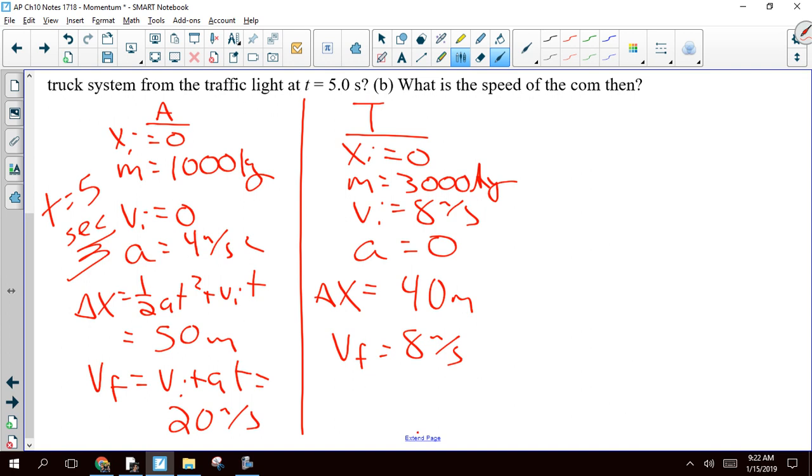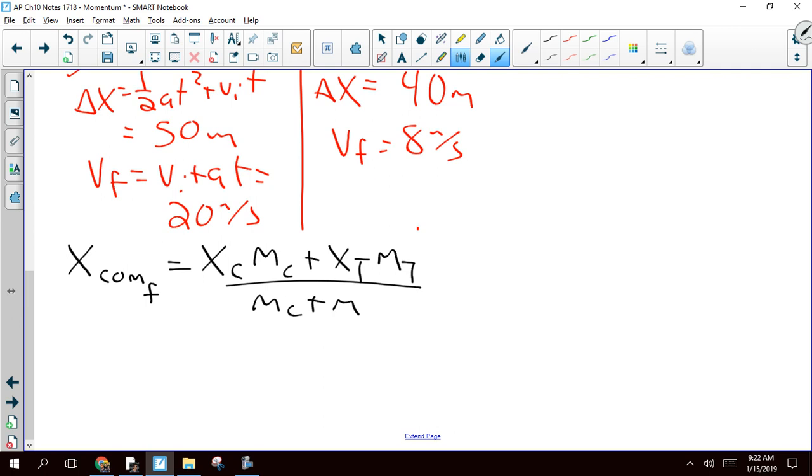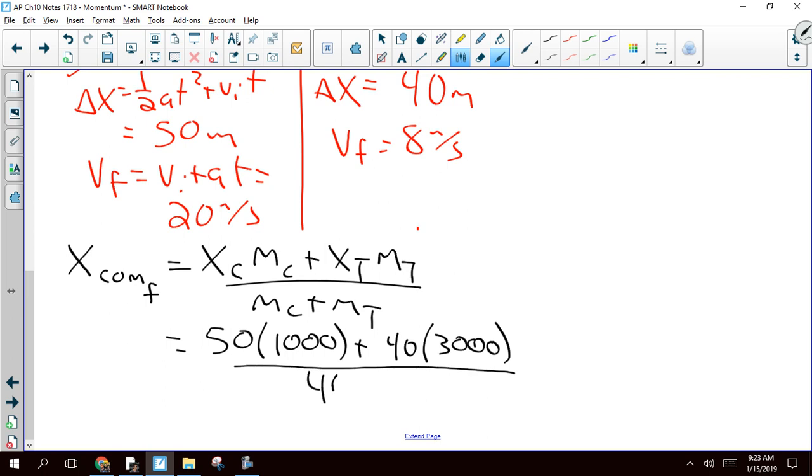Okay, so since both of our objects began at rest, we can find the final position of our center of mass. So let's find the position of the center of mass final. Well, that's the position of the car times the mass of the car plus the position of the truck times the mass of the truck over the mass of the car plus the mass of the truck. So the final position of the car was 50, mass of the car is 1,000, position of the truck is 40, mass of the truck is 3,000, and our total mass is 4,000.